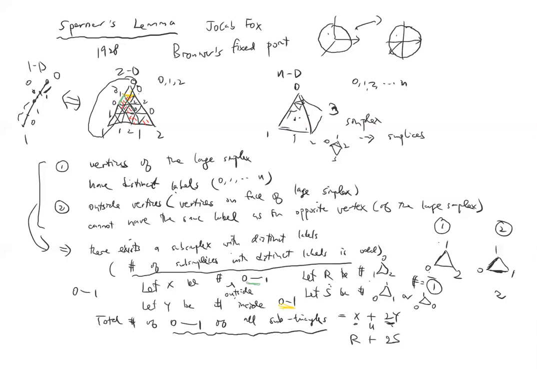For the 1D case, we already showed that the number of 0, 1 segments will be odd. So therefore x here is odd. So we know that this is odd, and therefore this number is odd. And because I have 2s here, R must be odd. And what's R again? R is the number of distinct triangles, right? So this basically shows the 2D case.